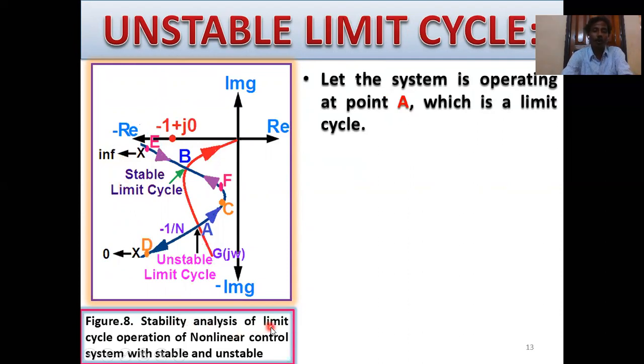Stability analysis for the analysis of a limit cycle: operation of a nonlinear control system, stable and unstable. Let the system be operating at point A. This is point A, which is a limit cycle. But is this limit cycle stable or unstable? This is the important question.